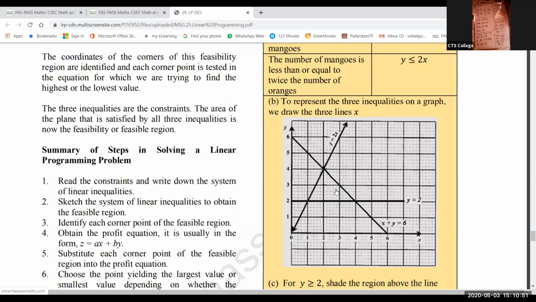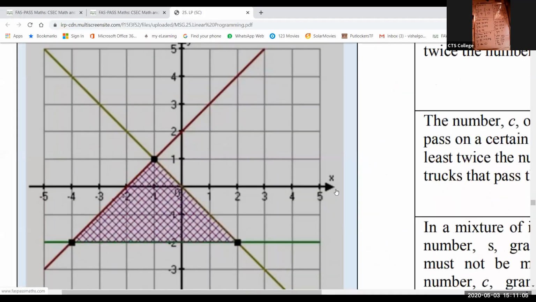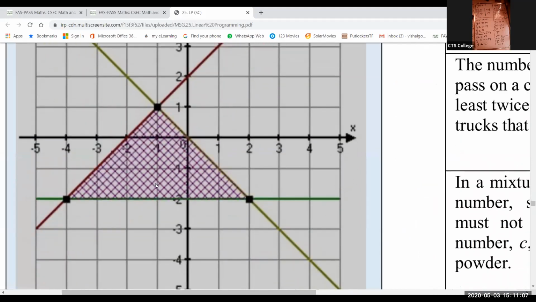So the three inequalities are constraints. The area of the plane that is satisfied by all three inequalities is now the feasibility region. So let me just explain quickly what that is saying here. So we have our feasibility region here. That point is talking about the corners of the feasibility region. So like this corner here, this corner here, this corner here.